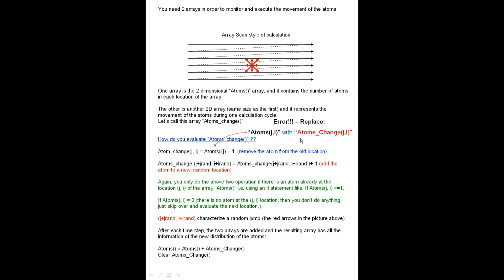In this slide that I left there for maybe half a minute, you need to replace atoms with atoms change. You don't do changes on the atom array, you only do changes on the atoms change. So atoms change ji is equal to atoms change ji minus 1. At the very end, once you finish scanning the whole thing, then you can reset this, clear this atoms change, and also add the old atoms to atoms change, and get the new iteration of the atoms.